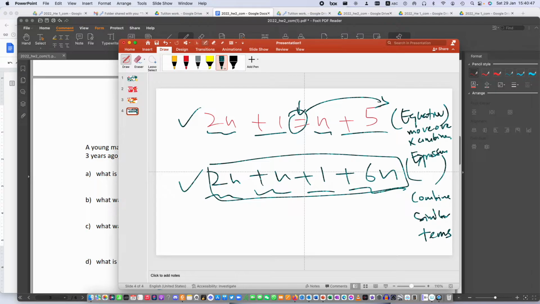How do you identify an equation and an expression? How do you differentiate these two? The equation has an equal sign. Very good. The equation has an equal sign. Expression? Doesn't have. Okay, very good. So are you clear now? Okay, good. But both involve combining similar terms.